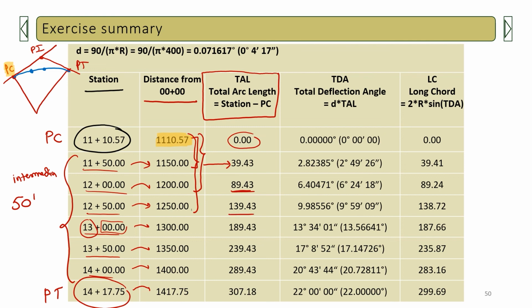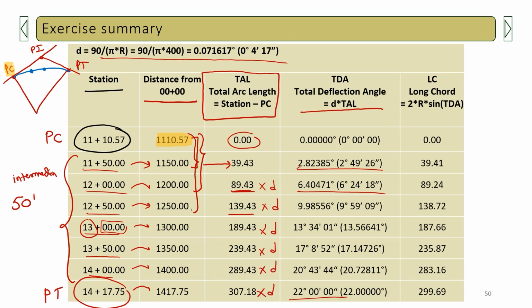And the next column is the TDA, which is D times TAL. After you find D, you multiply it with the TAL. So D times TAL would give you the total deflection angle. It's very easy. D times TAL.